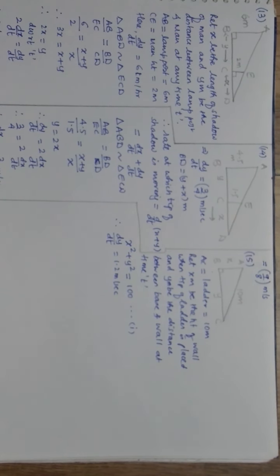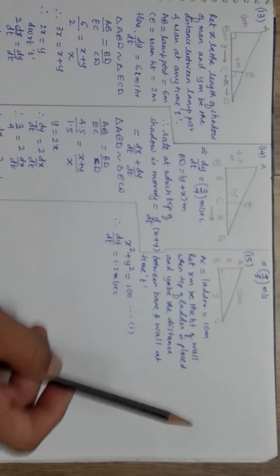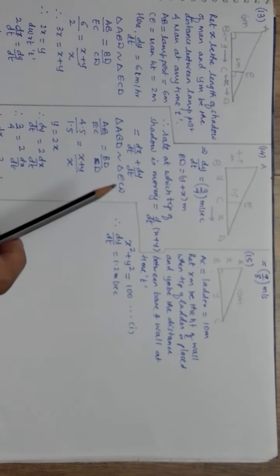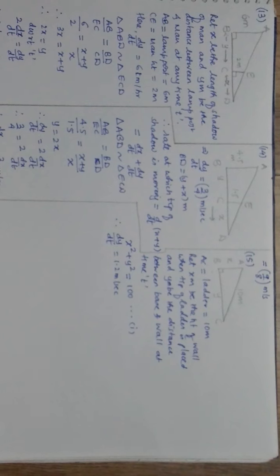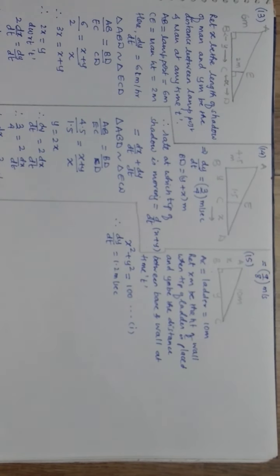Okay, but it is the rate. What they want to know is what will be the rate of this top coming down. But at when? Everywhere? No. Only when the bottom of the ladder is 6 meter away from the wall. That means when y is equal to 6, at that time you have to find everything. Okay.